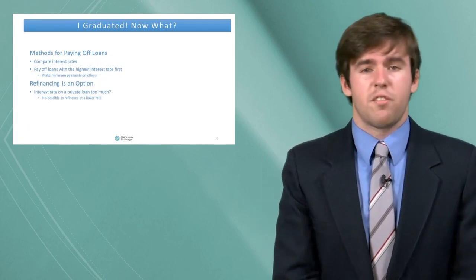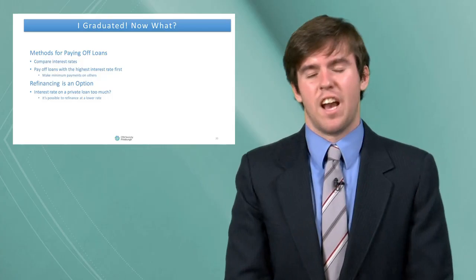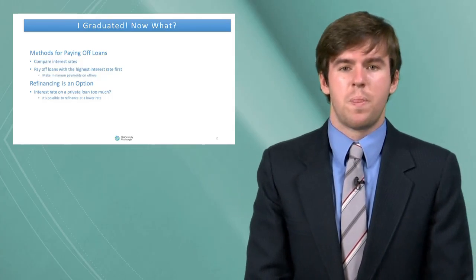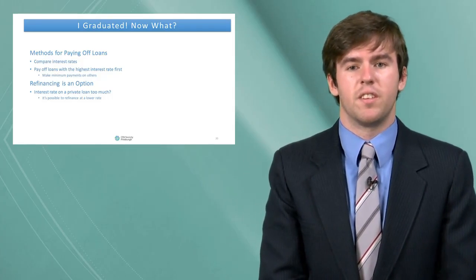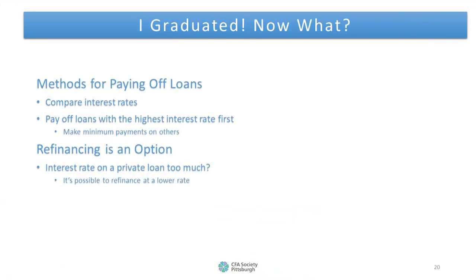All right, so now you graduated. Now what? You have all these student loans. How are you going to pay them? There are different methods for paying off different loans. First thing you want to do is compare the interest rates. Make sure that you can have a lower interest rate if you can. You want to pay off loans with the highest interest rate first.